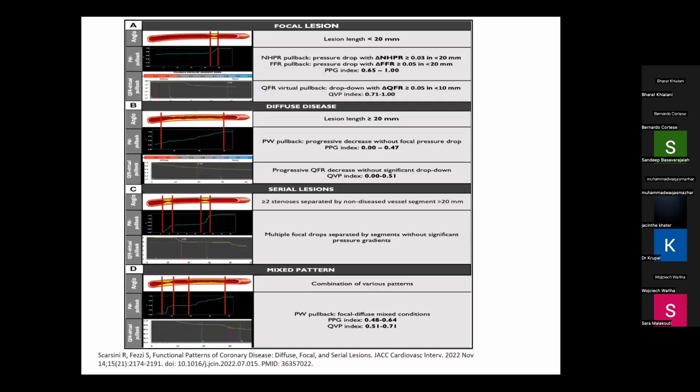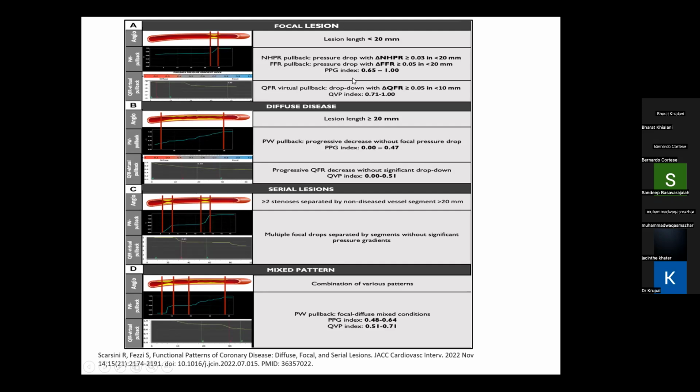Then this is a summary of all the physiological tests we can do. One is non-hyperemic parameters, then FFR, then another index called the PPG index, that is the pressure pullback pressure gradient index, and then QFR. There are various levels beyond which we can consider a lesion significant. QFR can also give a virtual pullback. Apart from calculating FFR in a focal lesion, we can have virtual pullback parameters with QFR. This is a virtual pullback.